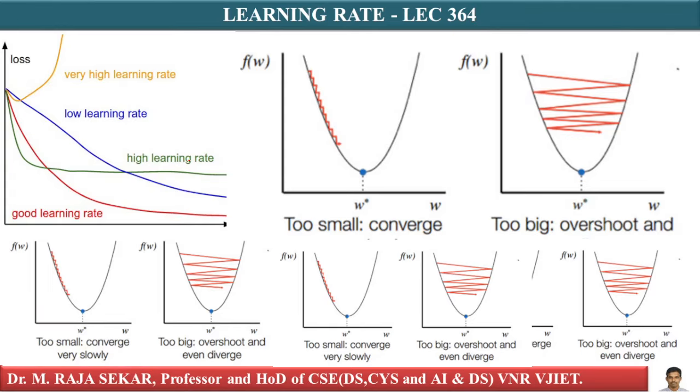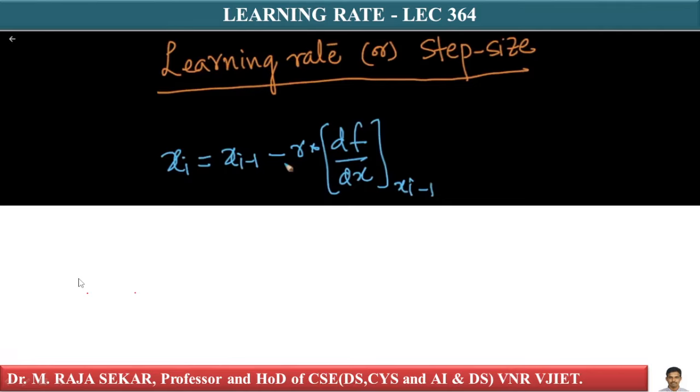In this lecture, we will try to understand learning rate, which has another name: step size. In the previous lecture, we saw in gradient descent x_i = x_{i-1} - r * df/dx at x_{i-1}. What is this df/dx? This df/dx is the slope. Slope at which point? At x_{i-1}.